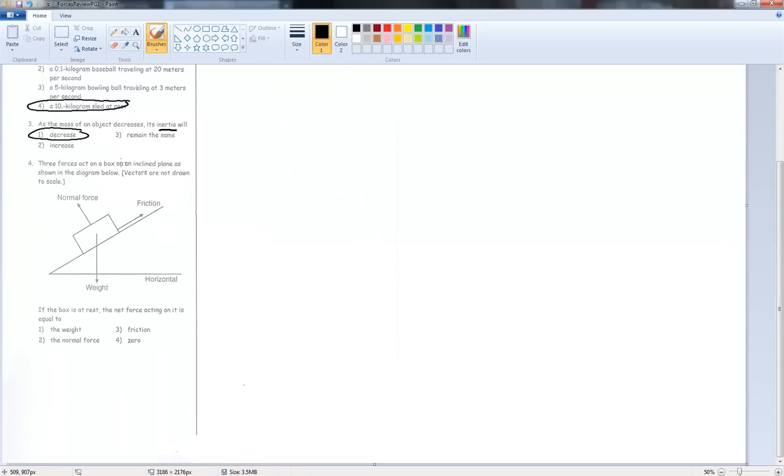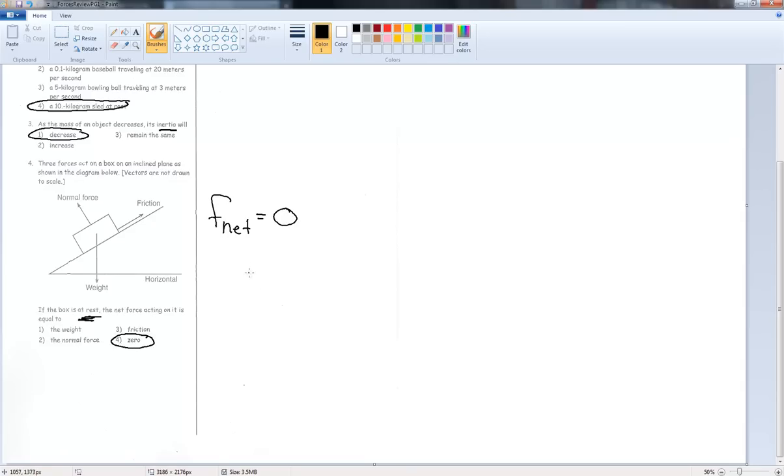All right. Question 4. 3 forces act on a box. If the box is at rest, then the net force acting on it is equal to what? So, if the box is at rest, then the net force is going to be 0. All right? Because objects at rest remain at rest unless acted on by another force. So if this object's at rest, it means that the net force on it is 0.